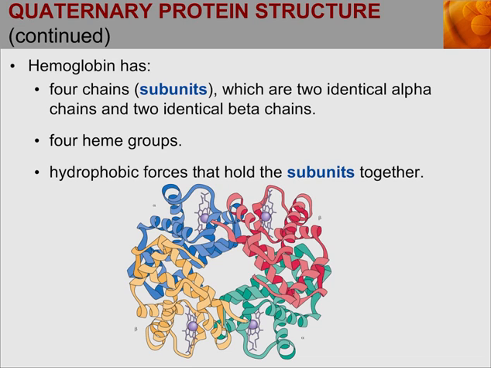And then here's a slide just showing what we already talked about with hemoglobin. So again, there's 4 subunits. 2 of them are identical alpha chains, and then 2 are identical beta chains. Each subunit has its own heme group, so there's a total of 4 heme groups. And what's actually holding those 4 structures together are hydrophobic forces.